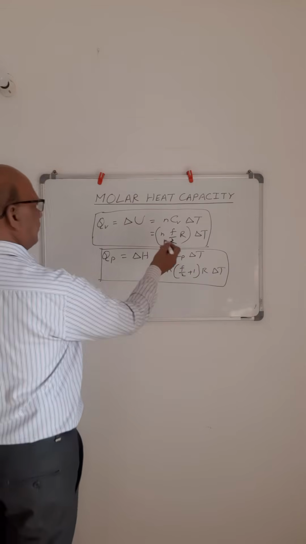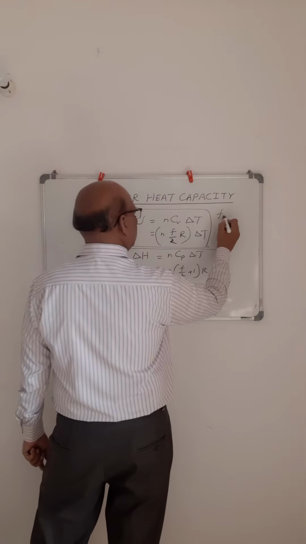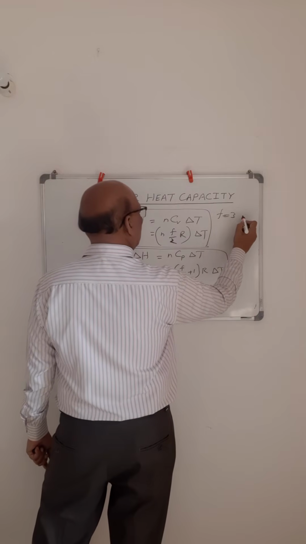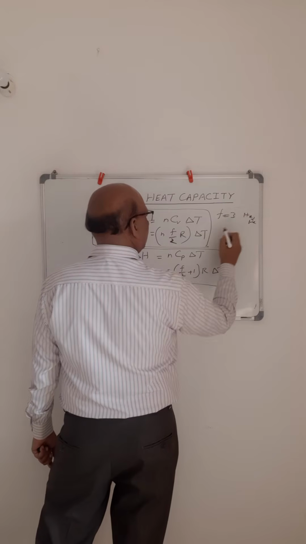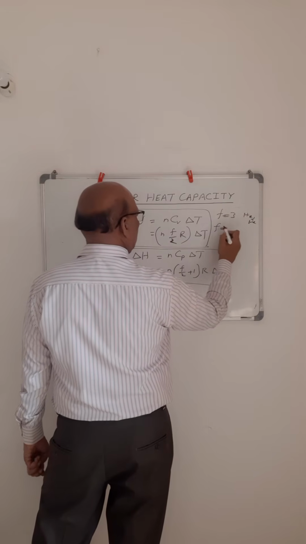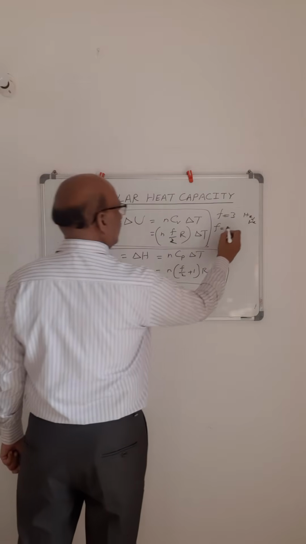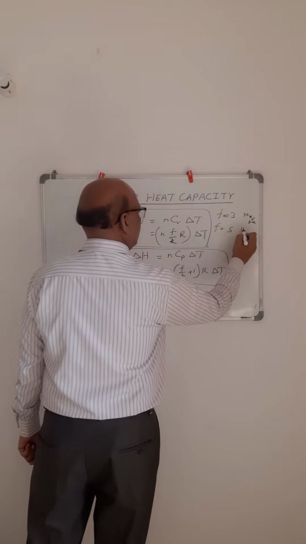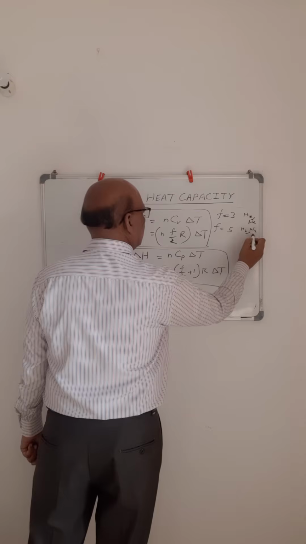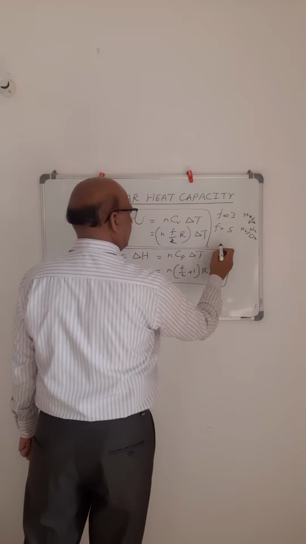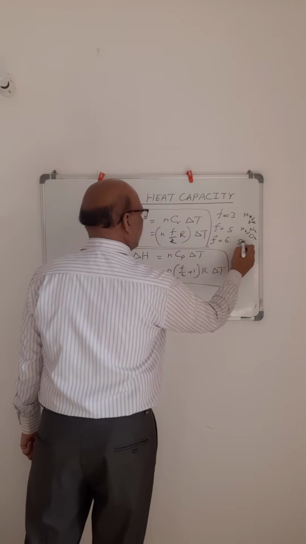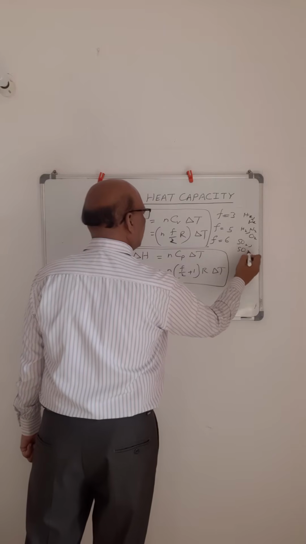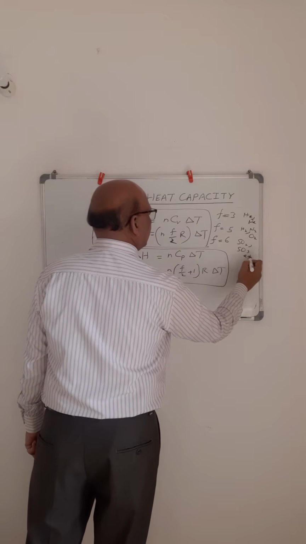Okay, and degrees of freedom I have already told, it is nothing but 3 for monoatomic gases like helium, neon, etc. And it is equal to 5 for diatomic gases like hydrogen, nitrogen, oxygen, etc. And F is equal to 6 for polyatomic gases like sulfur dioxide, sulfur trioxide, etc.